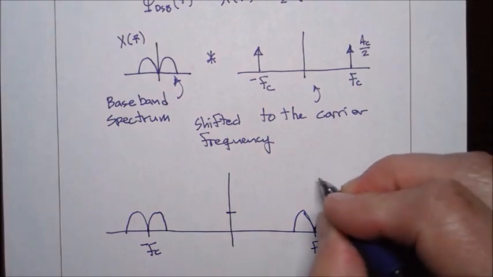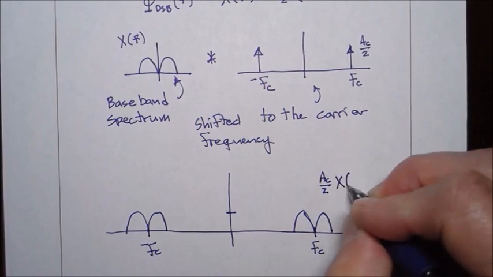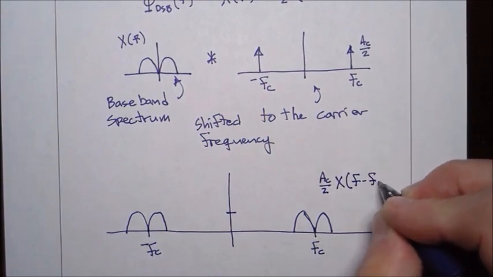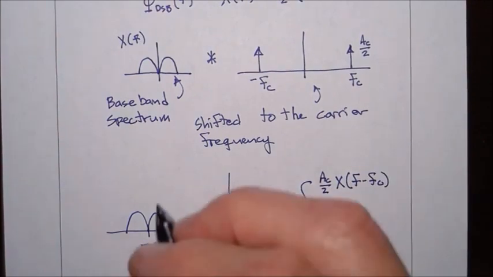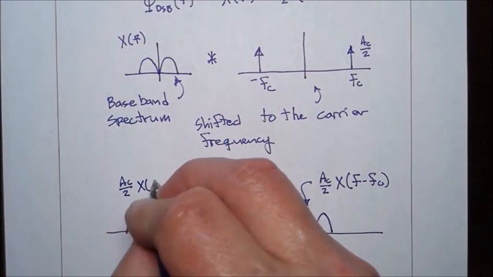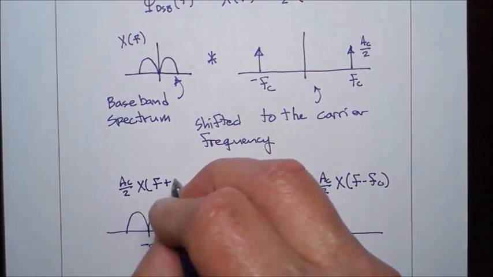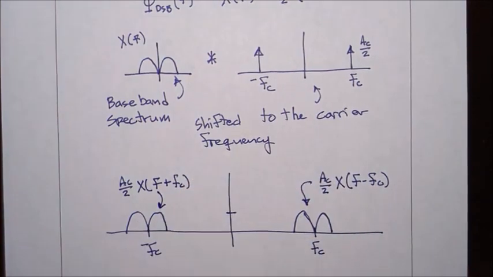We could write this as AC over 2 times capital X of f minus fc. That's this shape shifted to the right. And this is AC over 2 times capital X of f plus fc. The same shape shifted to the left.